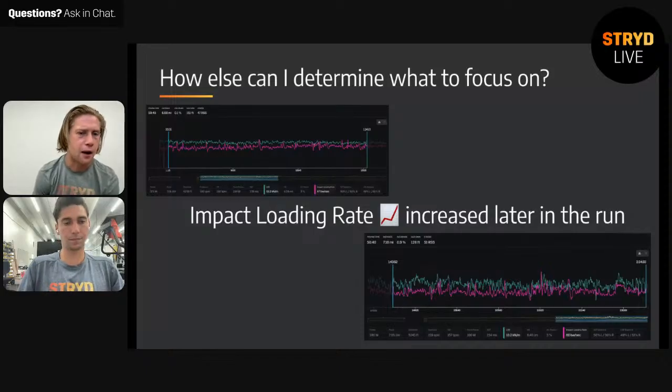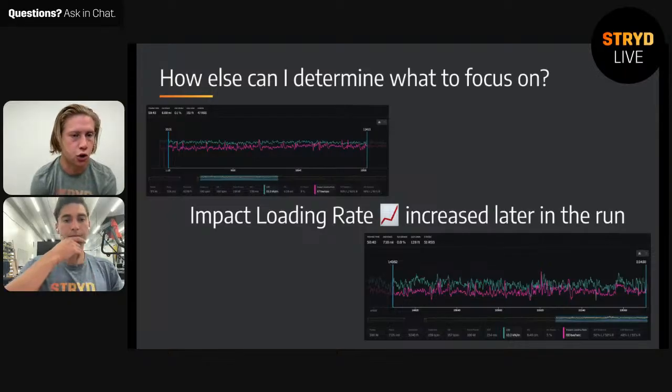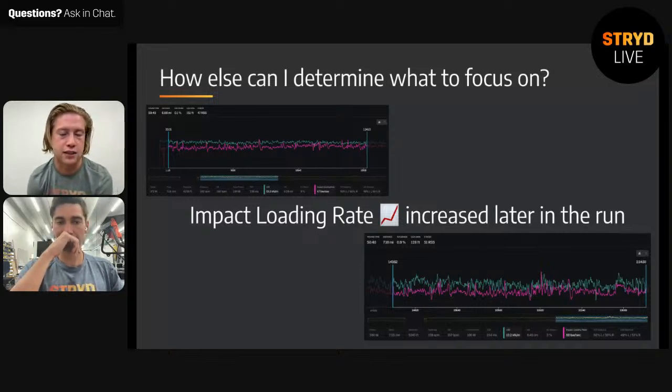One of the other techniques I personally take is looking at how metrics change over a run. So, for example, I grabbed my last long run here and I looked at the first half of my long run versus the second half. I did see my impact loading rate did increase. Is this a valid way of looking at what else I can determine to focus on?